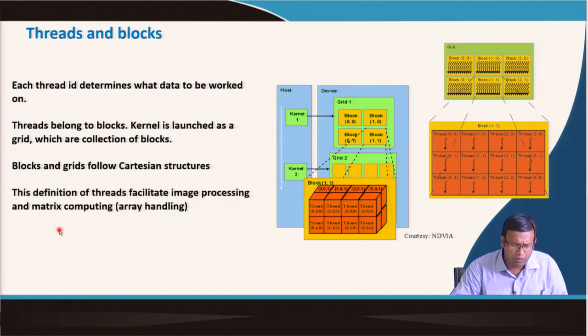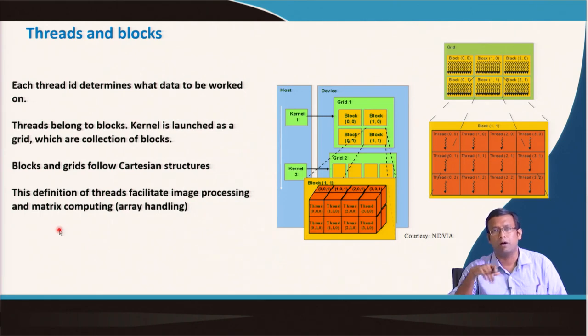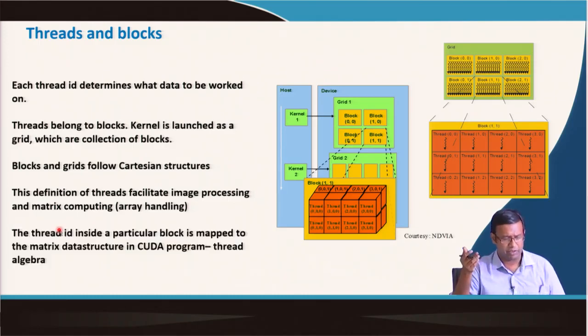Blocks and grids follow a Cartesian structure. The definition of threads facilitates image processing, because image processing is pixel-based geometry in which the entire display is differentiated into multiple layers and arrangements of pixels on each layer, or matrix computing or array handling, which we will do in the scientific computing case.